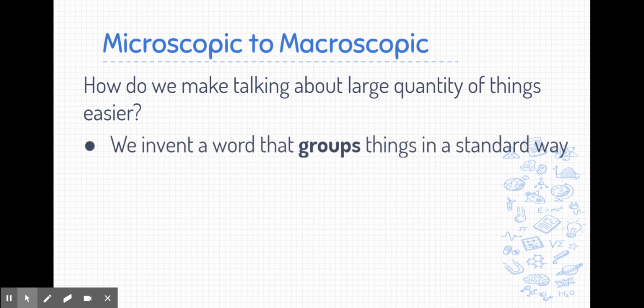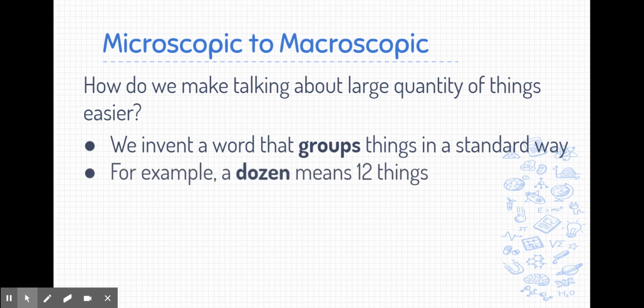Well, we do this all the time. We do this by inventing a new word that groups things together in a standard way. The best example of that is the word dozen. Groups of 12 things, eggs, bagels, donuts, are often grouped in groups of 12.